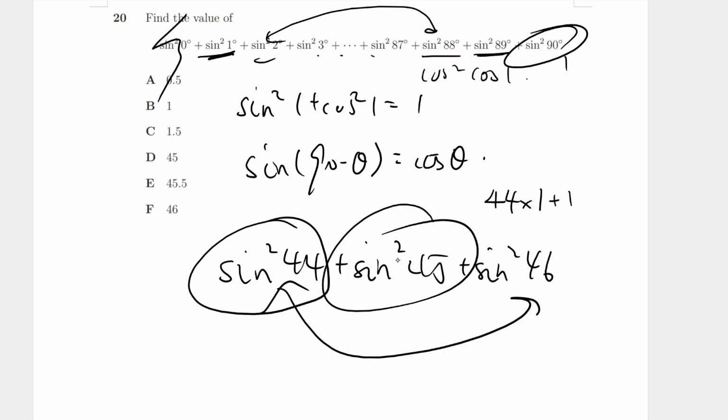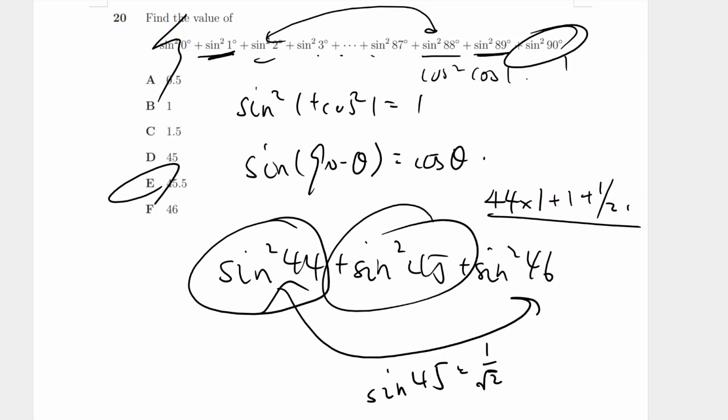What is sine squared of 45? We know that sine of 45 equals 1 over root 2, yeah? If I square that, that gives me 1/2. So what is that? 45 and a half, 45.5. Okay, standard procedure, not the hardest. No more explanation needed, hopefully.